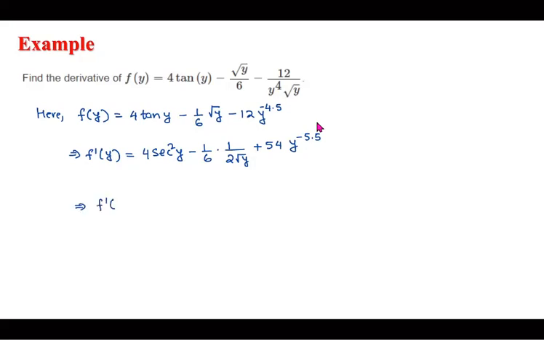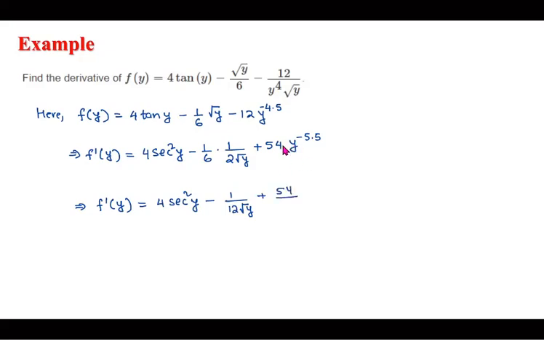So the derivative is equal to 4 secant squared y as it is. Then we have a minus. So for the second term, if we multiply numerator with numerator, that's 1. That's how we multiply the fraction. Then we multiply denominator with denominator. So 6 times 2 root y is 12 root y. And then plus, you have a 54.